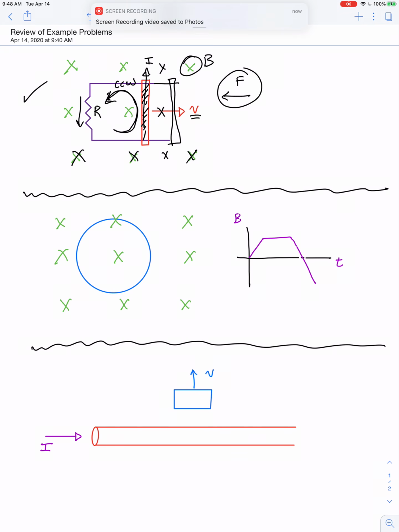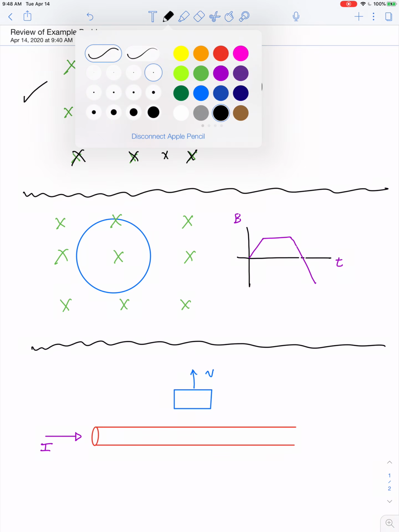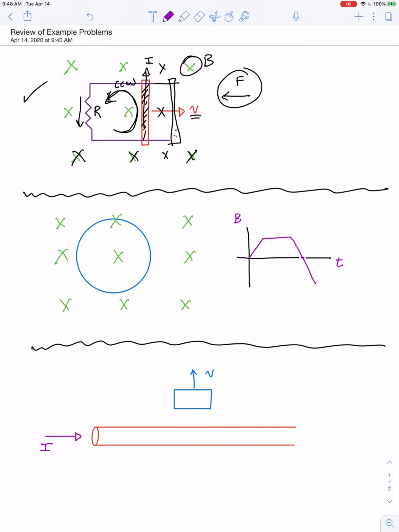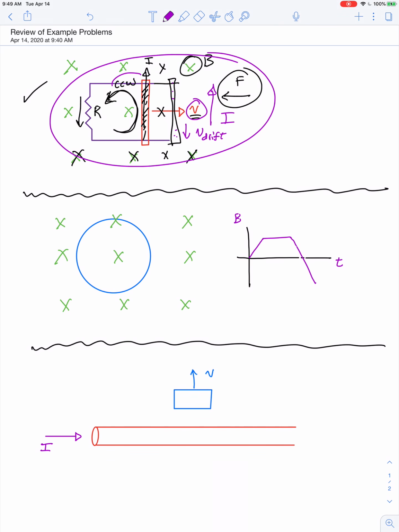Another way you could answer that question is think of the way in which the free electrons are going to respond in this rod. So if I draw a few little dots here in this rod, as it moves with a velocity to the right, then the electrons are forced to drift downward. So if I have a drift velocity of electrons downward, that's consistent with conventional current flowing upward, and so no matter which method you use, we agree the induced current is going to be counterclockwise in this loop.